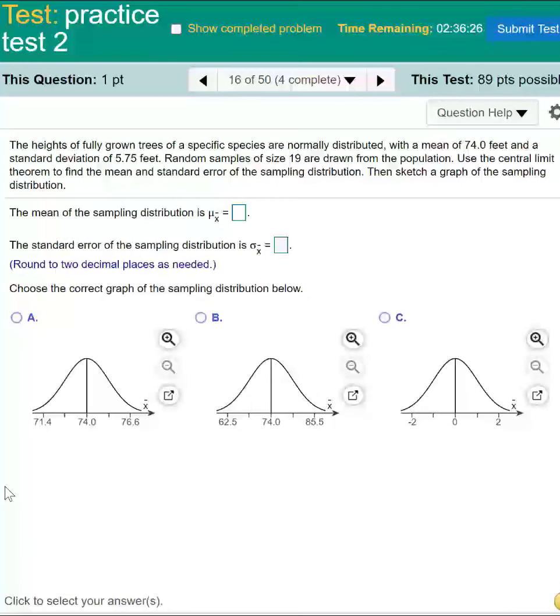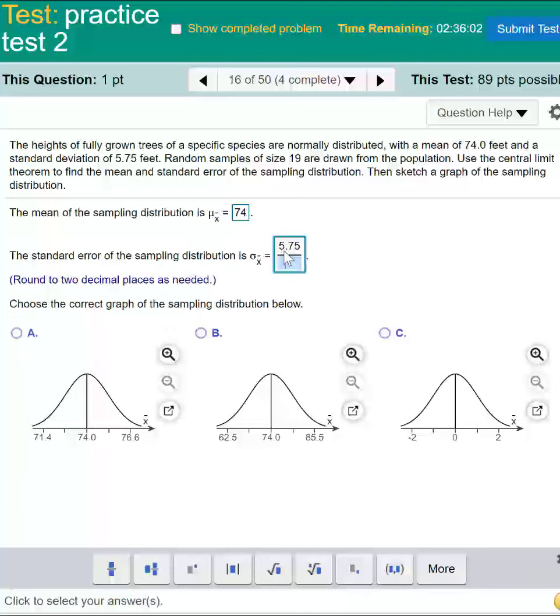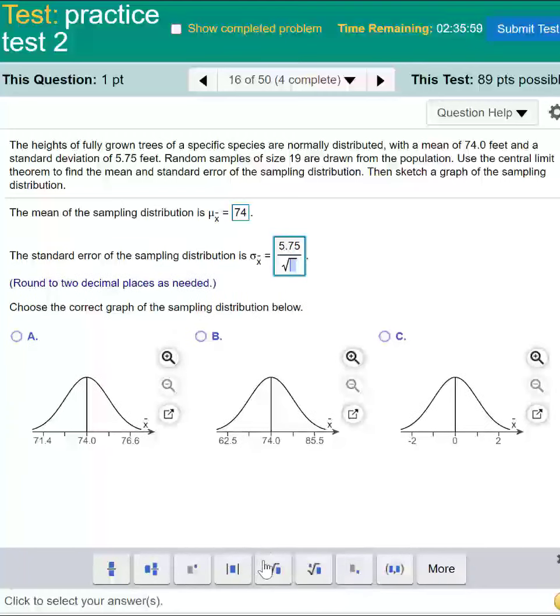The heights of fully grown trees of a specific species are normally distributed with a mean of 74 and standard deviation of 5.75 feet. Random samples of size 19. Now we're not picking one individual, we have samples, so it's the central limit theorem. Use the central limit theorem to find the mean and the standard error. The mean will be the same, 74. The standard error, guys, will be 5.75 divided by the square root of the sample size, which is 19 here. You do the math and figure out the answer.